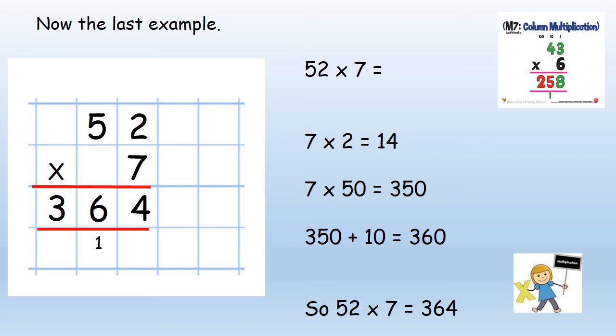7 times 50 equals 350. But we can't write that down until we've added that other 10 on, can we? 350 add 10 equals 360, which we can now write down. We don't need the 0, of course, because we've already got the 4 in the ones column. So 52 times 7 equals 364.